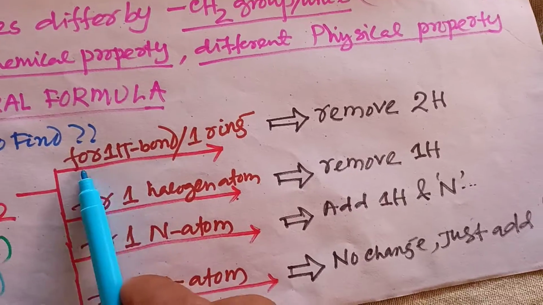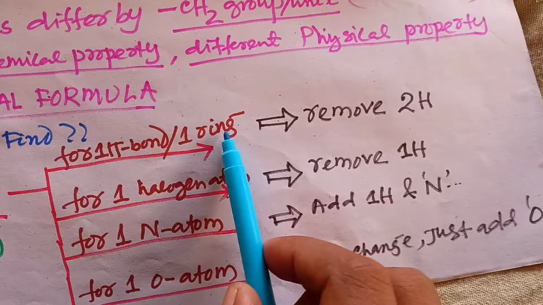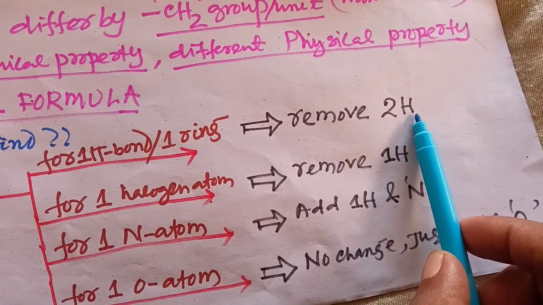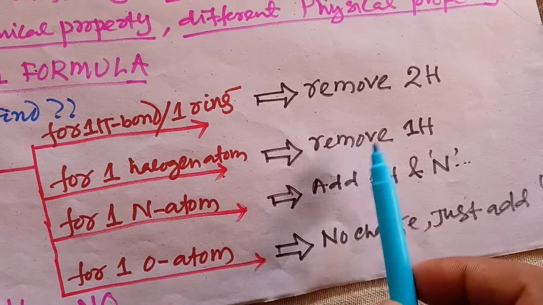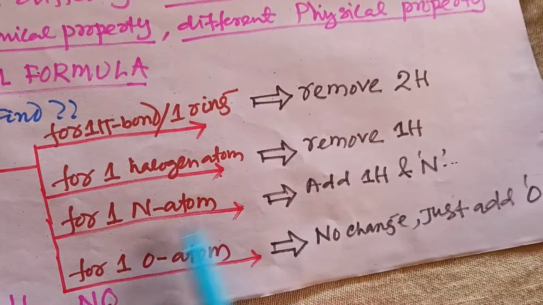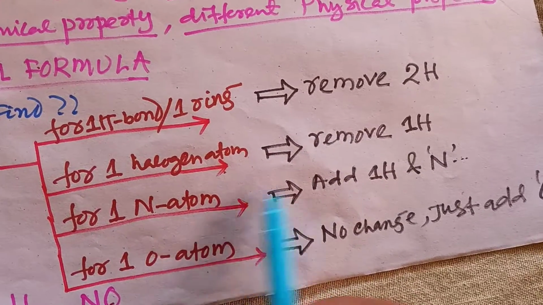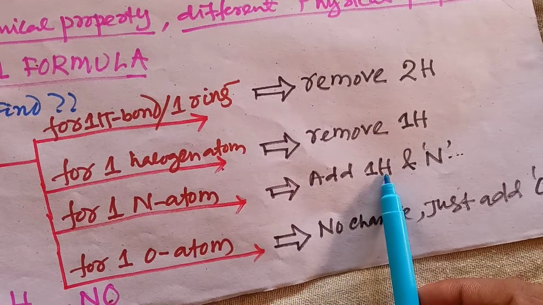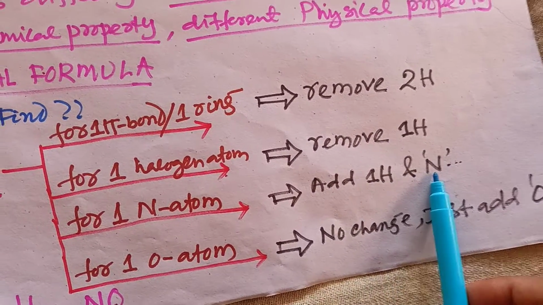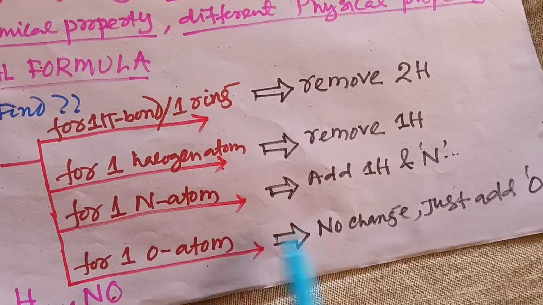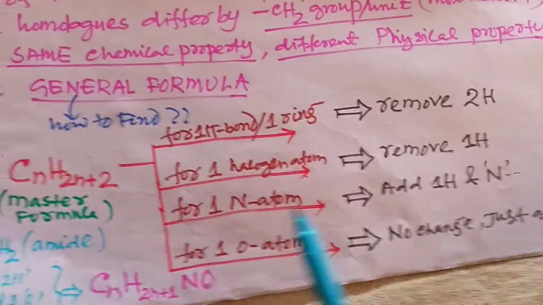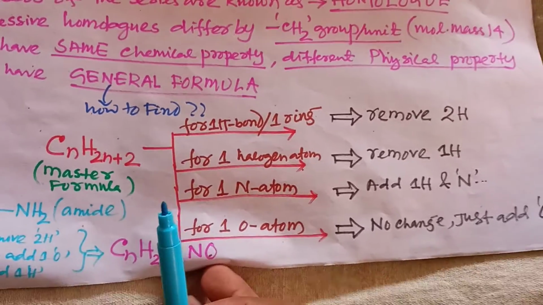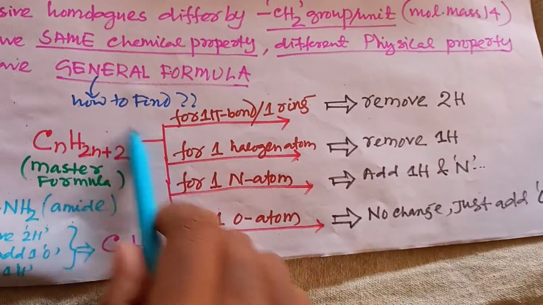If you see one pi bond or one ring in that compound, then just remove 2 hydrogens. If you see one halogen atom, then remove 1 hydrogen atom. If you see one nitrogen atom, then add 1 hydrogen atom, and the nitrogen atom is added. For 1 oxygen atom, no change, just add the oxygen atom. This is the general formula. So this is the master formula.